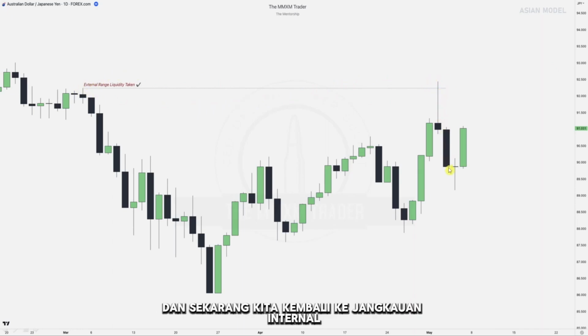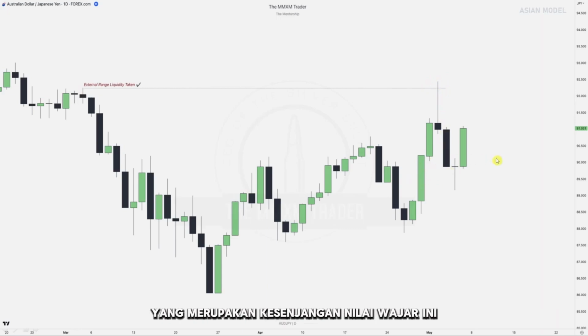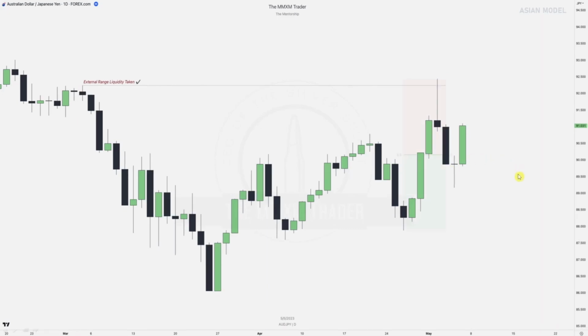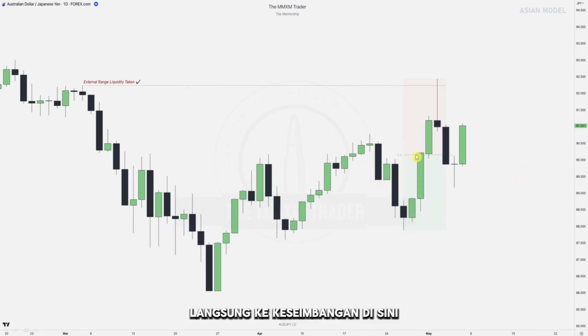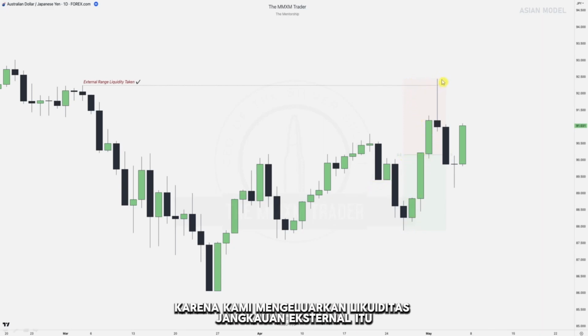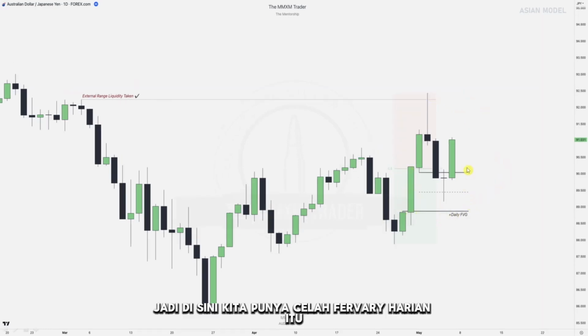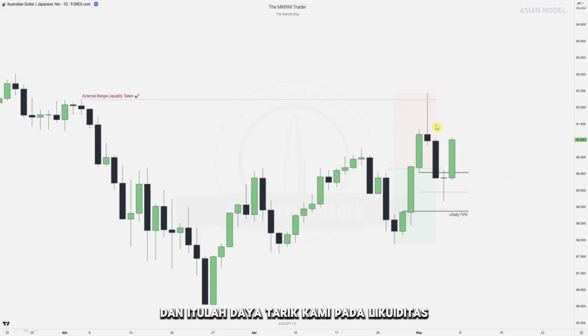And now we move back into internal range, which is this fair value gap. And how does that look with premium and discount levels drawn out? Over here, we've got our range low, into equilibrium down here. And then eventually, because we took out that external range liquidity, this is our dealing range high or our premium high. So over here we've got that daily fair value gap after we took out that external range liquidity, and that was our draw on liquidity going from external to internal.